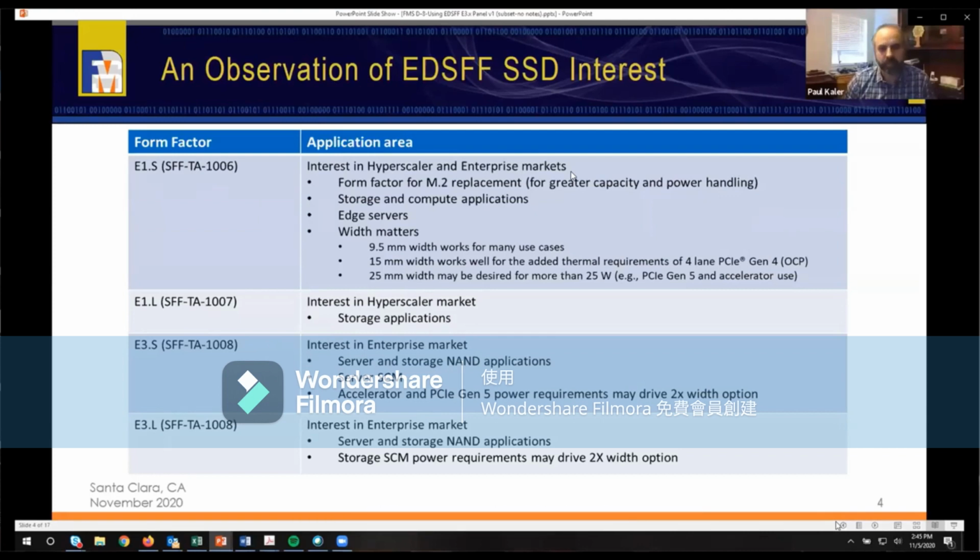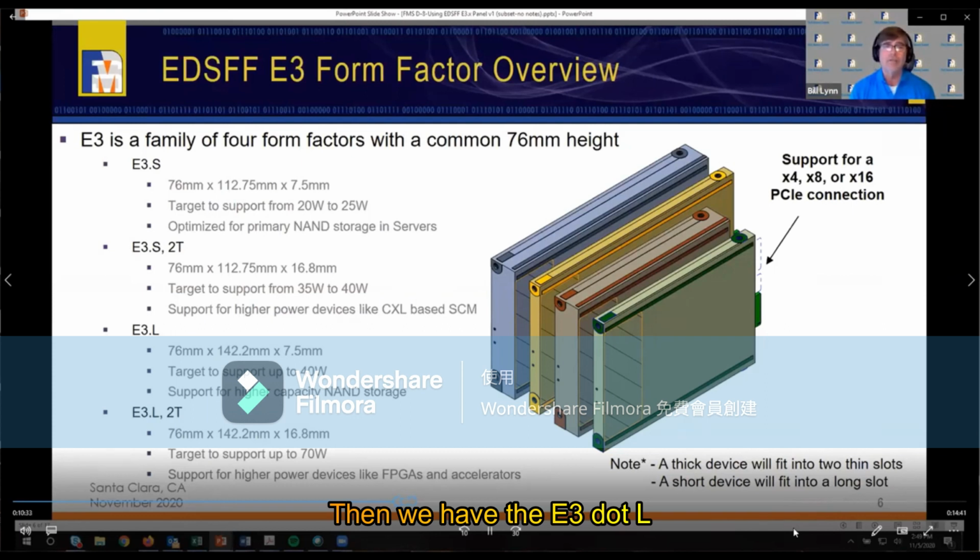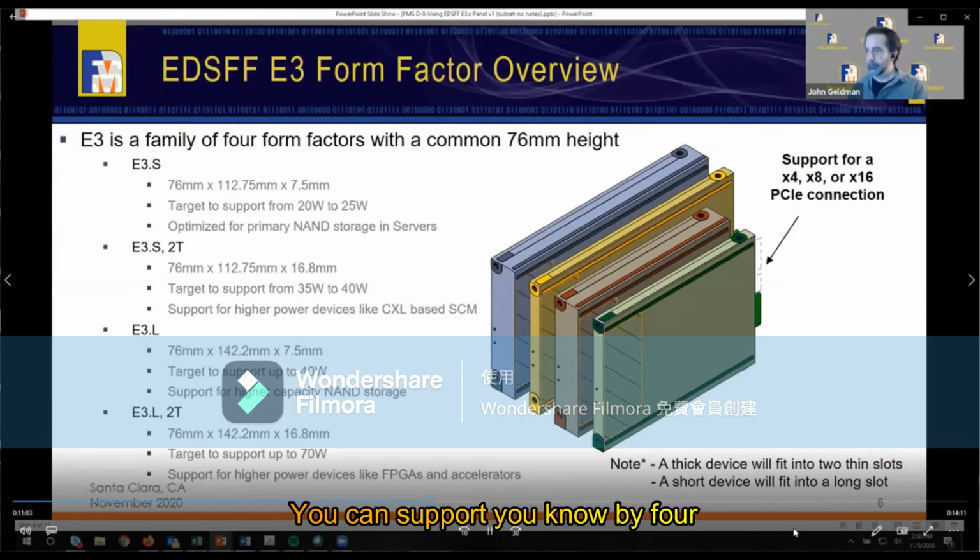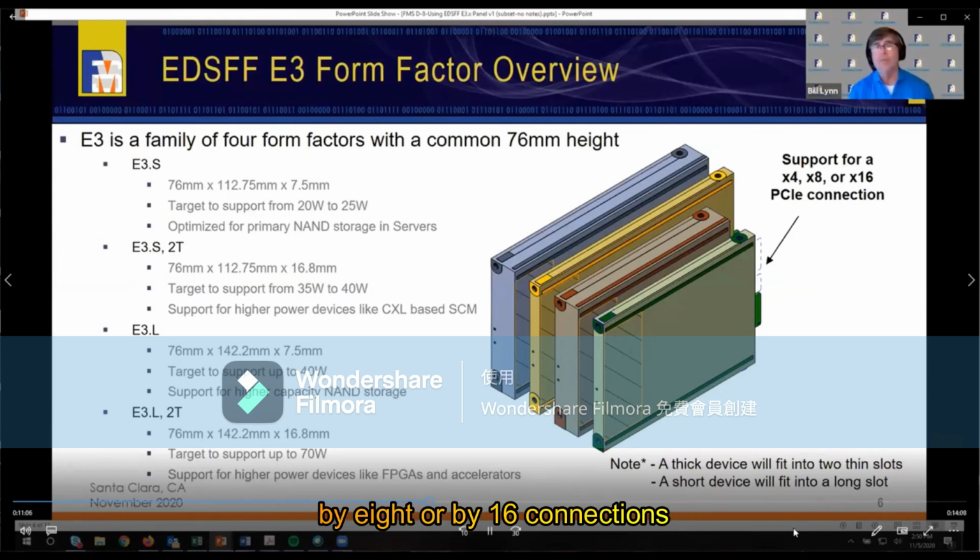multiple device types. Okay. Then we have the E3.S, which is the single width. These are 7.5 millimeter devices. And then we have the E3.L2T, which is the double thickness at 15 millimeters. So the E3.L2T is roughly the same size as a current 3.5-inch drive, if you want to think about it that way. And as you step up in size and capability, like you can see off to the right there, you can support by 4, by 8, or by 16 connections. That's all defined by SFF-TA-1002, which is the connector definition.